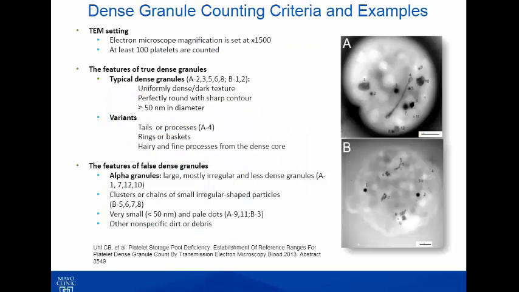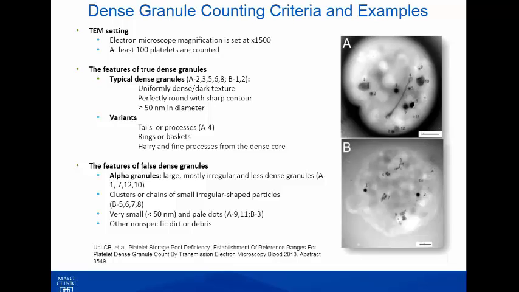It's easy to diagnose absence of dense granules. It's also important to diagnose mild and moderate decrease of dense granules. Therefore, we need a normal range to diagnose dense granule deficiency. In order to have the normal range, we have to standardize the dense granule calling criteria. So in 2013, we published this in ASH abstract format with the help of Dr. White. We standardized the dense granule calling criteria.